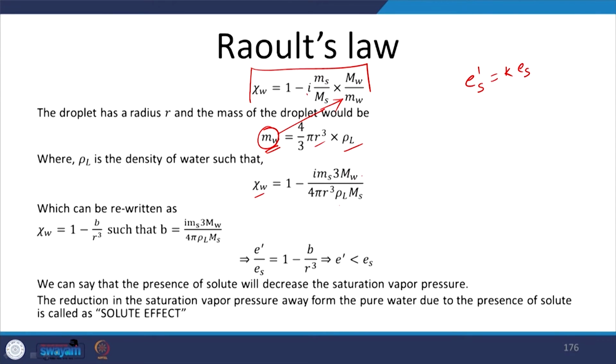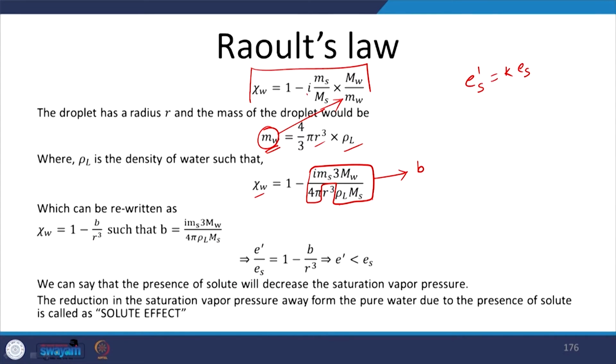Right. So this can be simply written as something, let us say this, all this, which can be constants for a given solution. So chi W can be written as 1 minus b by r cube. So all this I am calling as b, and r cube remains, such that I ms 3 mw by 4 pi rho L ms is going to be called as b.